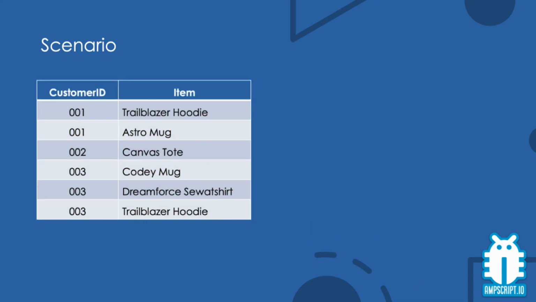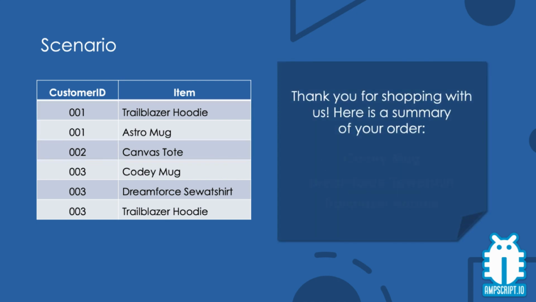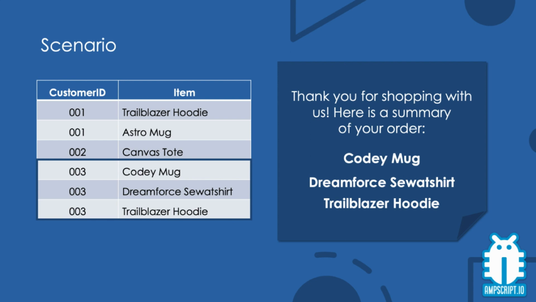We have a table with items that your customers have purchased in your online store, and we want to send each one of them an order confirmation email with a list of items they bought. You could potentially achieve this in AmpScript without the use of loops, but the script would become very complicated and hard to troubleshoot.